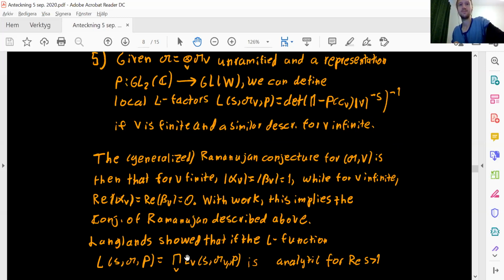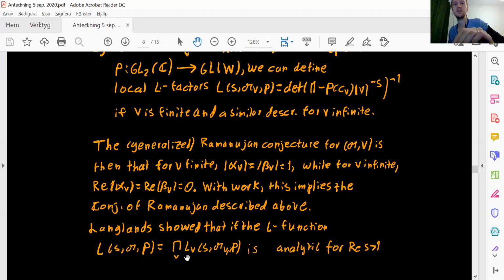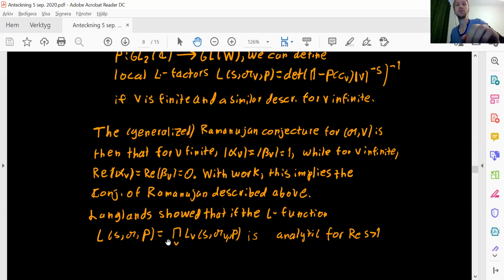So the analyticity condition, is it that the local factors are analytic? Is it a statement about poles, or about being holomorphic? What is the condition? I'm not sure I understand you. So what I want is that this product should be analytic for all S, all complex numbers with real part greater than 1.